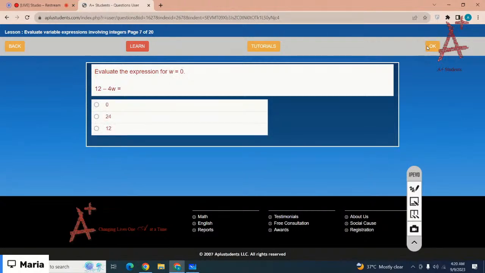Evaluate the expression for w equals 0. So which is the correct option? You have to replace the w with 0. So 0 times negative 4 is 0. Yes, very good. And 12 minus 0 is 12.